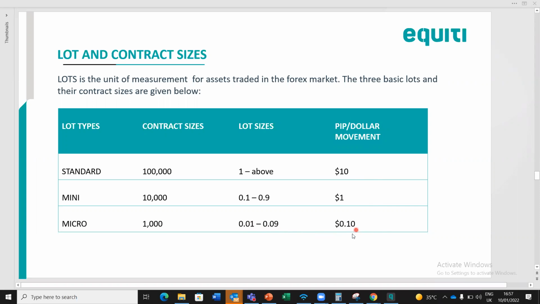Now, for every one pip movement, if you're using the mini lot, you make $1. And if you're using the standard lot, for every one pip movement, you make $10. So I'll quickly go on to talk about the pip.